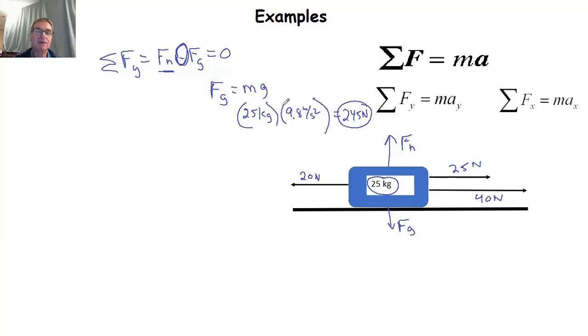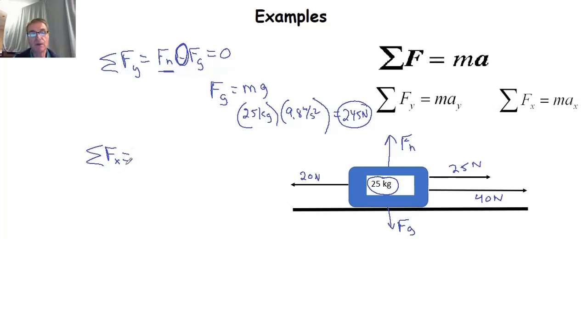What does that mean about our normal force? Well, it's also 245 newtons, except it's in the opposite direction. Now, does that give us much information? Not really. It just tells us a little bit about what the force due to gravity and the normal forces are on the block. Let's write the equation for the sum of the forces in the x direction.